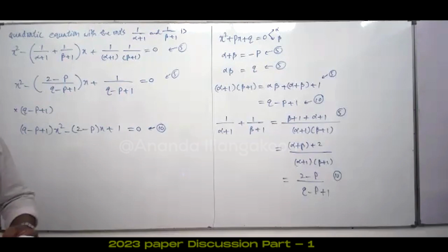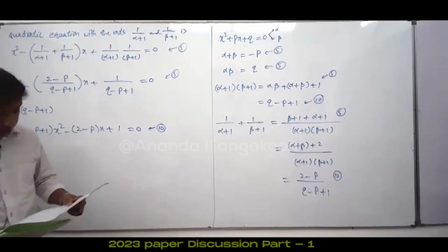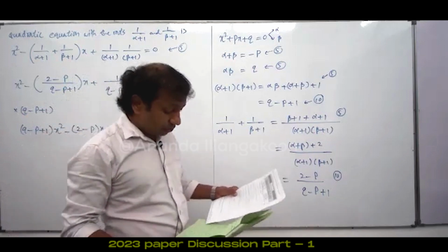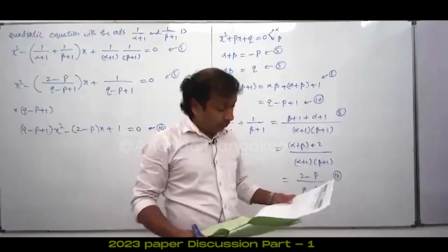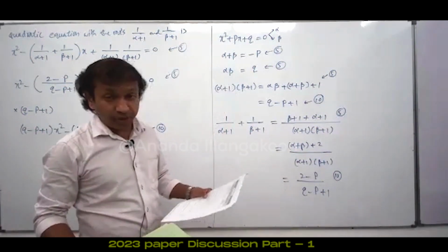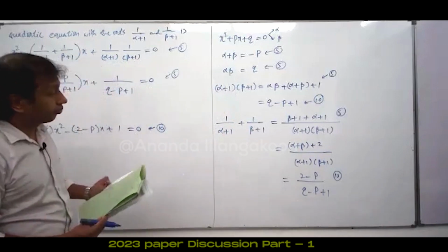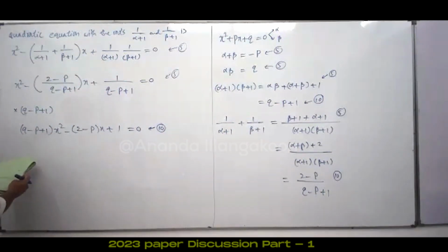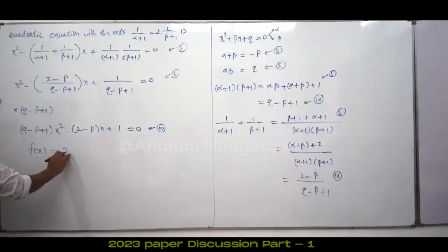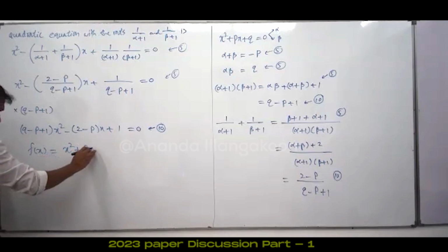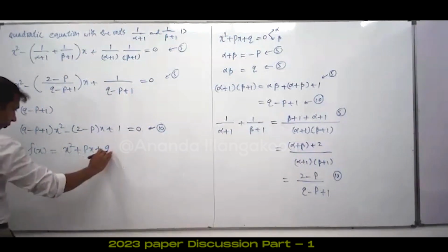Right. Next part is this. Let the minimum value of fx be L1. Show that L1 is minus delta by 4, where delta is p squared minus 4q, the discriminant. Fx is given as x squared plus px plus q.